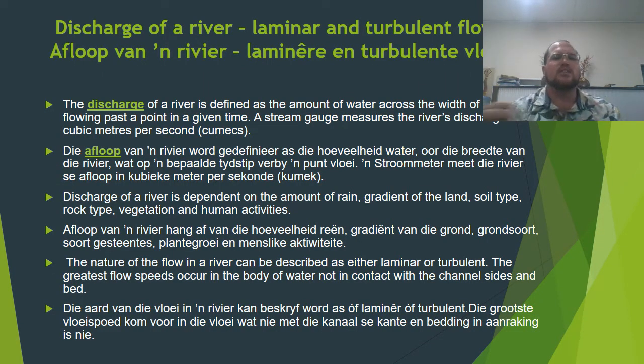Discharge of a river. What is discharge? Afloop. That is just the water flowing out of the river, the amount of water that flows past a specific point.